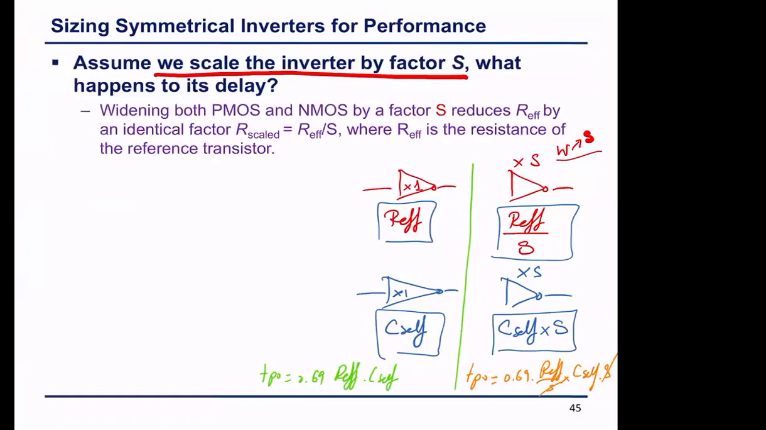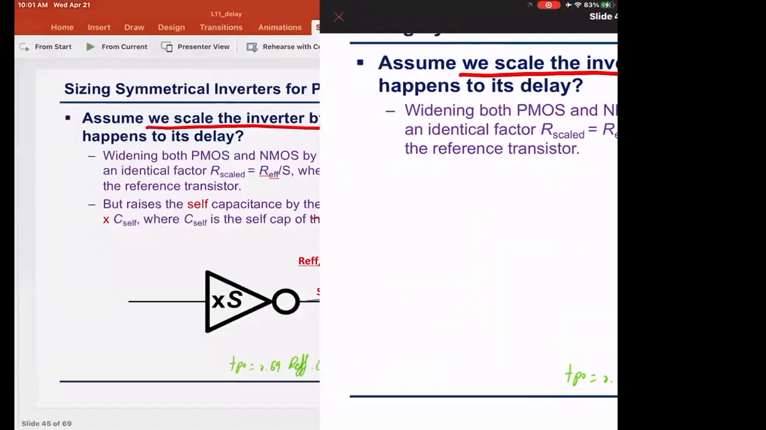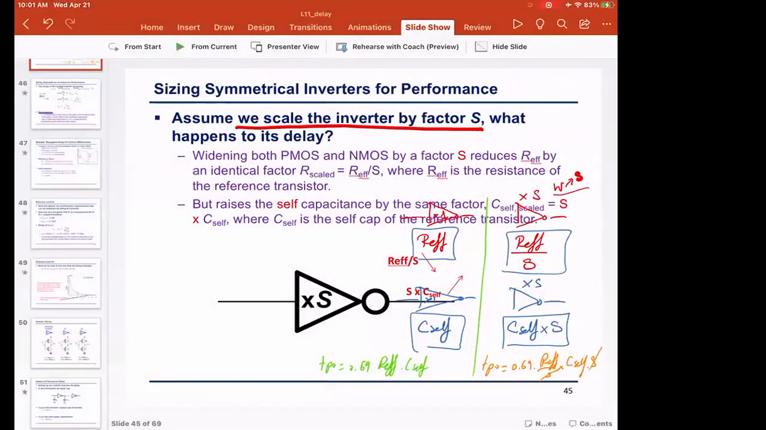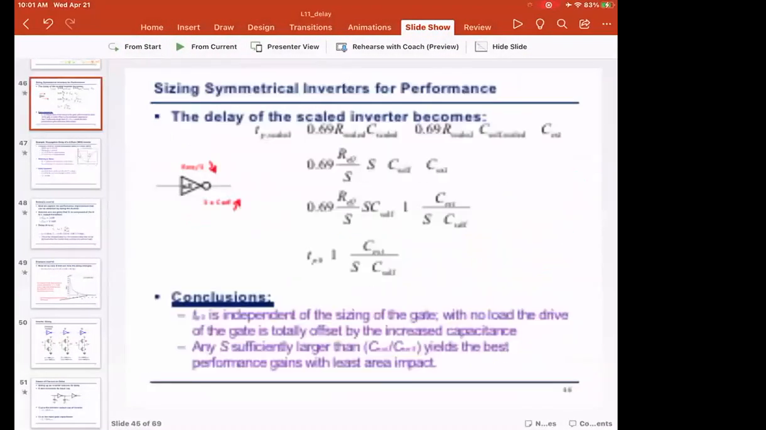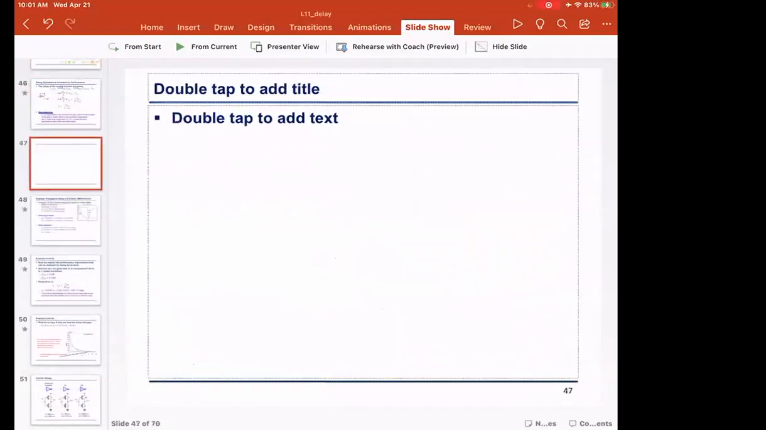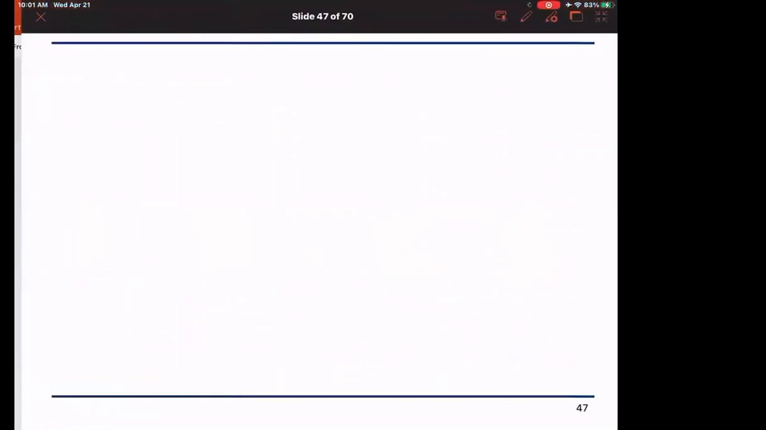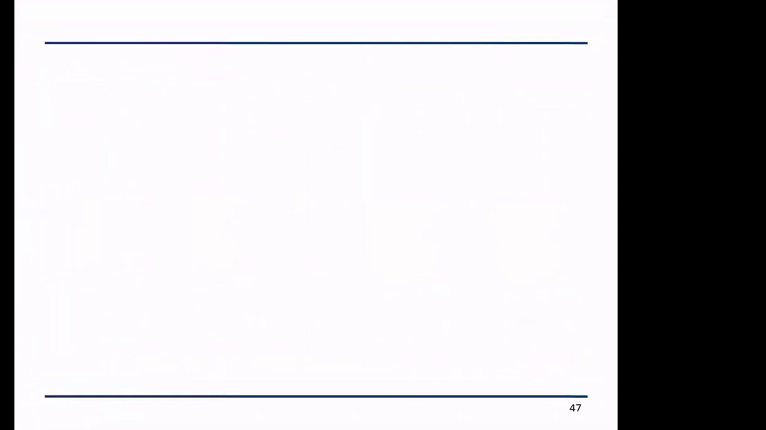And we wrote the expression for the delay of the inverter as the delay being 0.69 times... We said that on average, if I have a symmetric inverter, then the Rn will be approximately equal to R pull up, and we will set it as R effective.